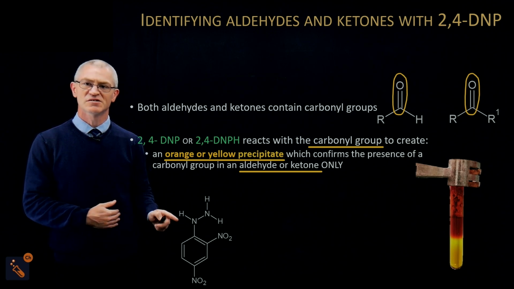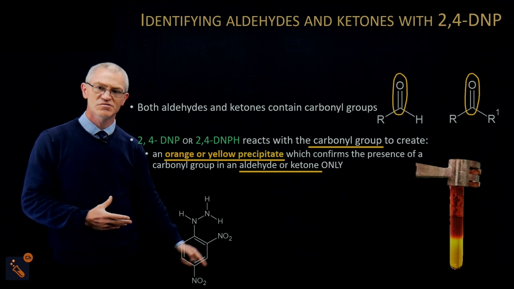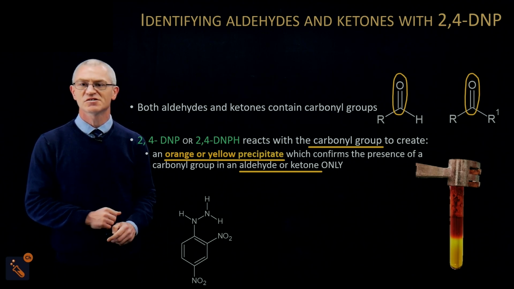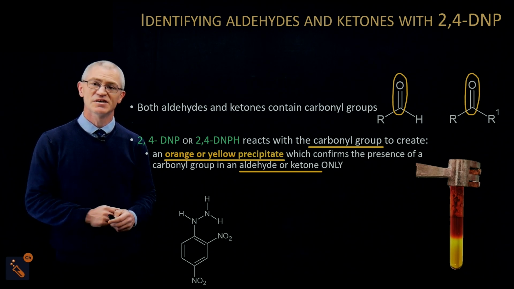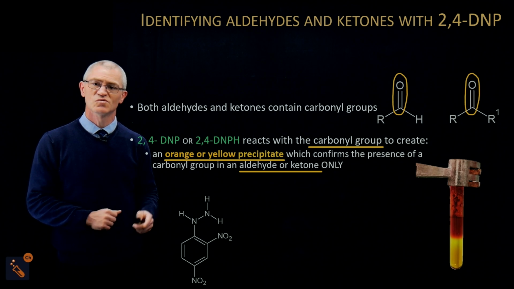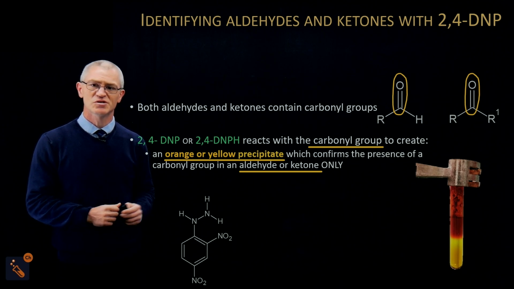Now the 2,4-DNP looks like this. Do not worry, you do not have to remember this entire structure, but it has appeared in exam papers before, and they've given it to the students within that question. So we thought it might be useful just to show you at least what it looks like and how it works.